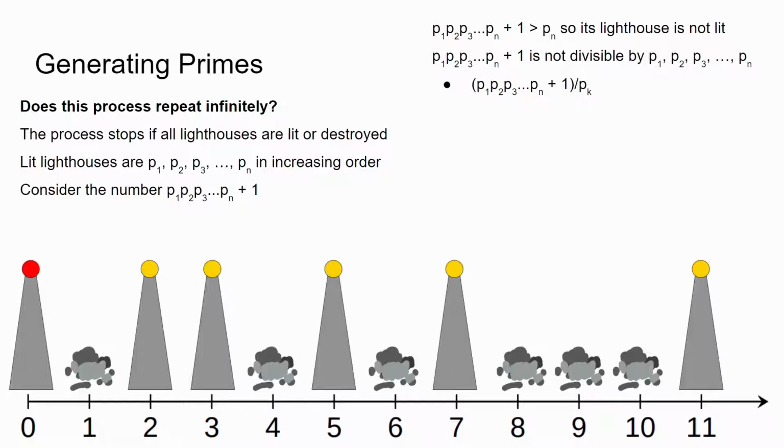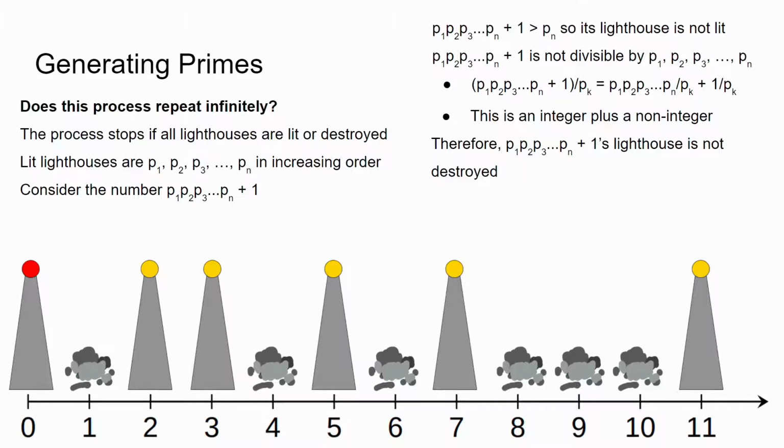Here's why. Let's try dividing this product plus 1 by any element of the list. Let's call this pk. This is going to equal the product divided by pk, which is simply the product with pk missing. So that product divided by pk will be an integer. And we have plus 1 over pk. 1 over pk is not an integer because pk is a natural number greater than 1. Therefore, this is an integer plus a non-integer, and it is a non-integer. Therefore, this product plus 1 cannot be divisible by any element of the list.